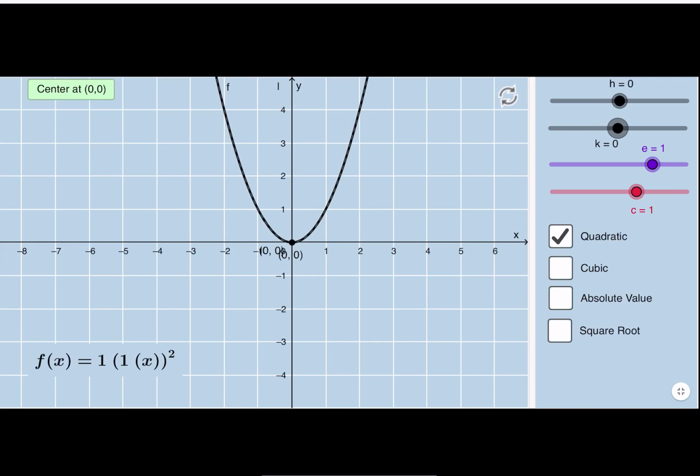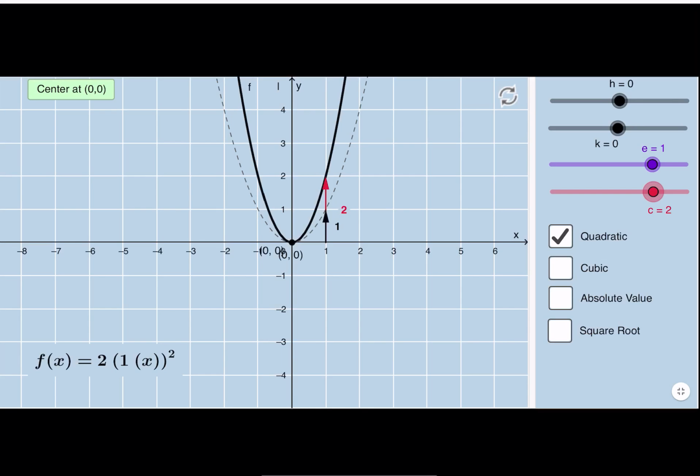Let's take a look at the vertical stretch. f of x equals 2 times x squared, vertically stretched by a factor of 2. As you can see, all the y coordinates are now multiplied by 2. So the graph of f of x equals x squared now looks taller.